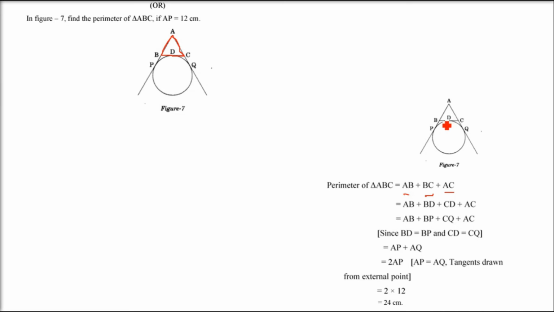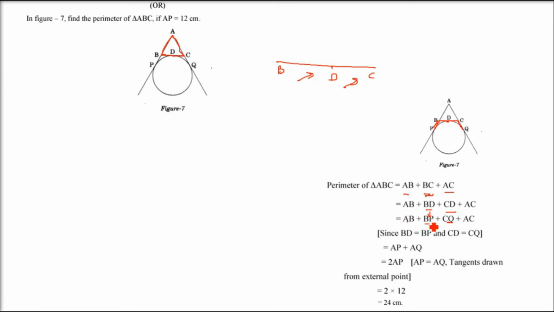Now AP is AB plus BP, and BC is what? BC can be written as BD plus DC. Now BD is equal to BP, because these two tangents are equal. So put BP in place of BD. Now CD and CQ are equal, so put CQ in place of CD.